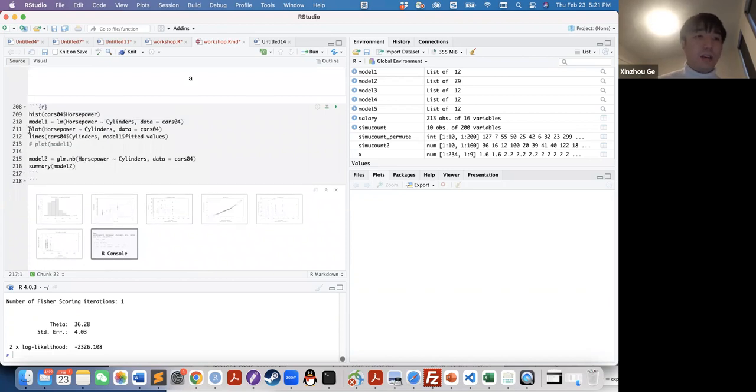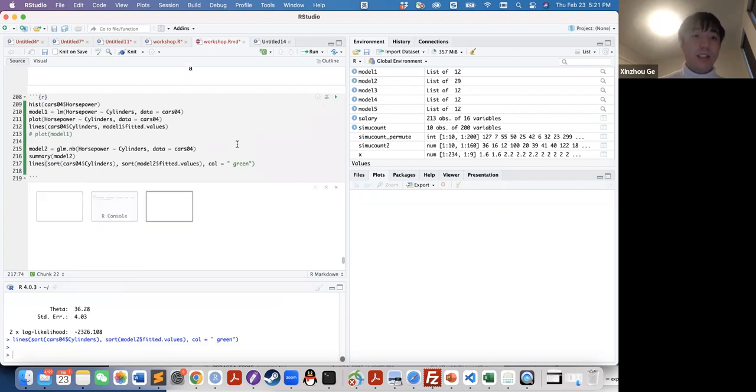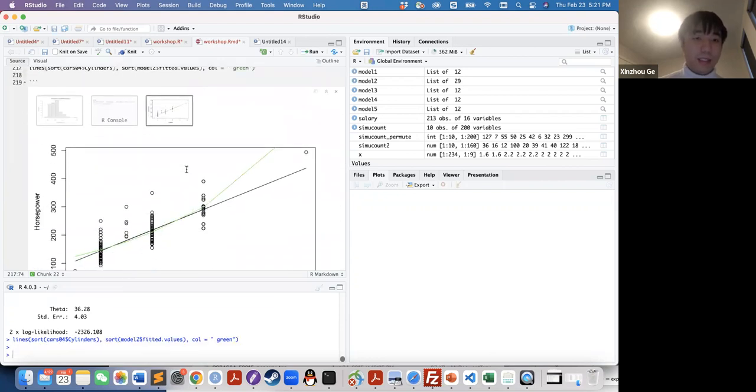We can also use the lines function to generate a regression line. So we need to make the x-axis still equal to the cylinders, and the y-axis to be the model 2 fitted values. And remember here we need to use some sorting to make sure that the results look good. And we can change the color to green to make a green curve. And you can see, oh, okay, sorry, I made a mistake. Okay, I didn't make a mistake. That is correct.